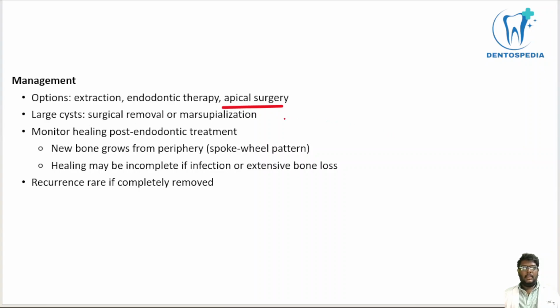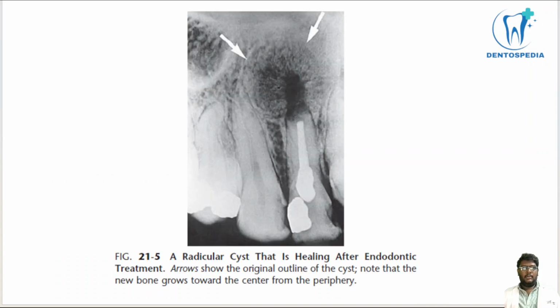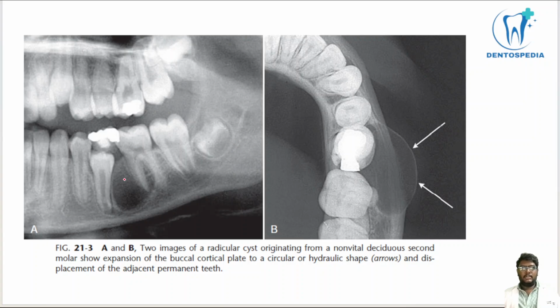Okay, and during the healing process, there is a pattern called spoke-wheel pattern. Here the new bone is growing from the periphery towards the center. Okay, you can see this is a spoke-wheel pattern where the bone is formed from the periphery towards the center. And here you can see the radicular cyst involving the first molar, right? And this is the occlusal view.